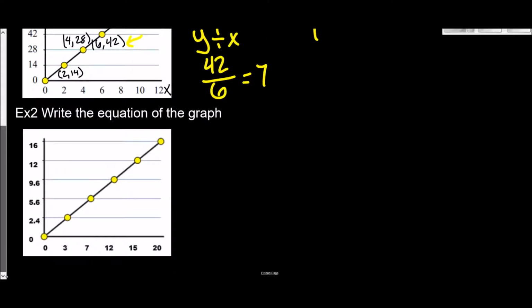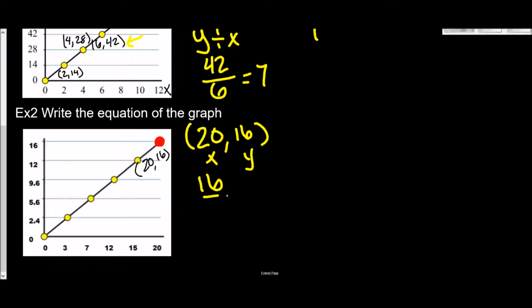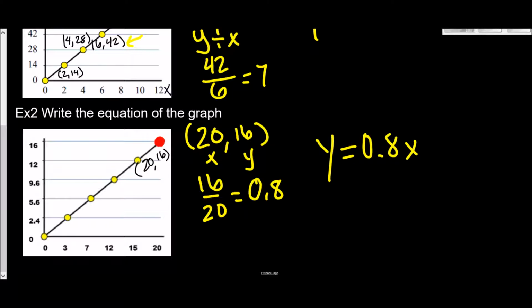Okay, moving on to my second example, I'm just going to pick one point this time. So with my top point, that point is 20, 16. That's my x, that's my y. And again, I'm going to do y divided by x, so 16 divided by 20. It's going to give me 0.8. Just because it's a decimal doesn't mean there's anything wrong with it, so y equals 0.8x. Pretty simple.